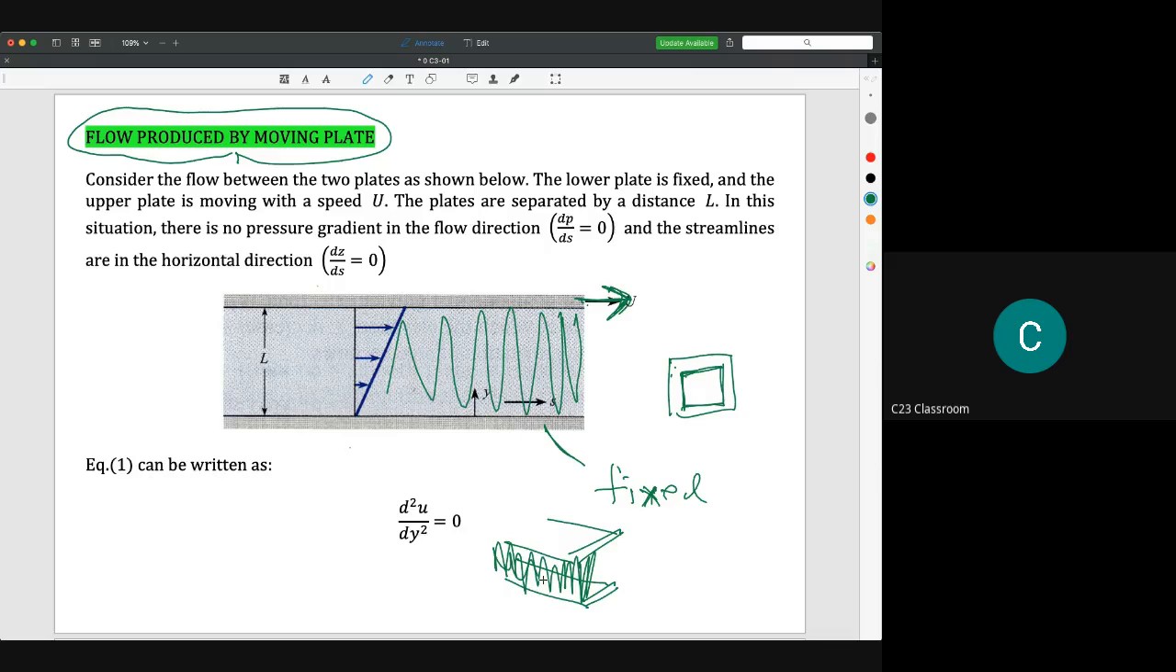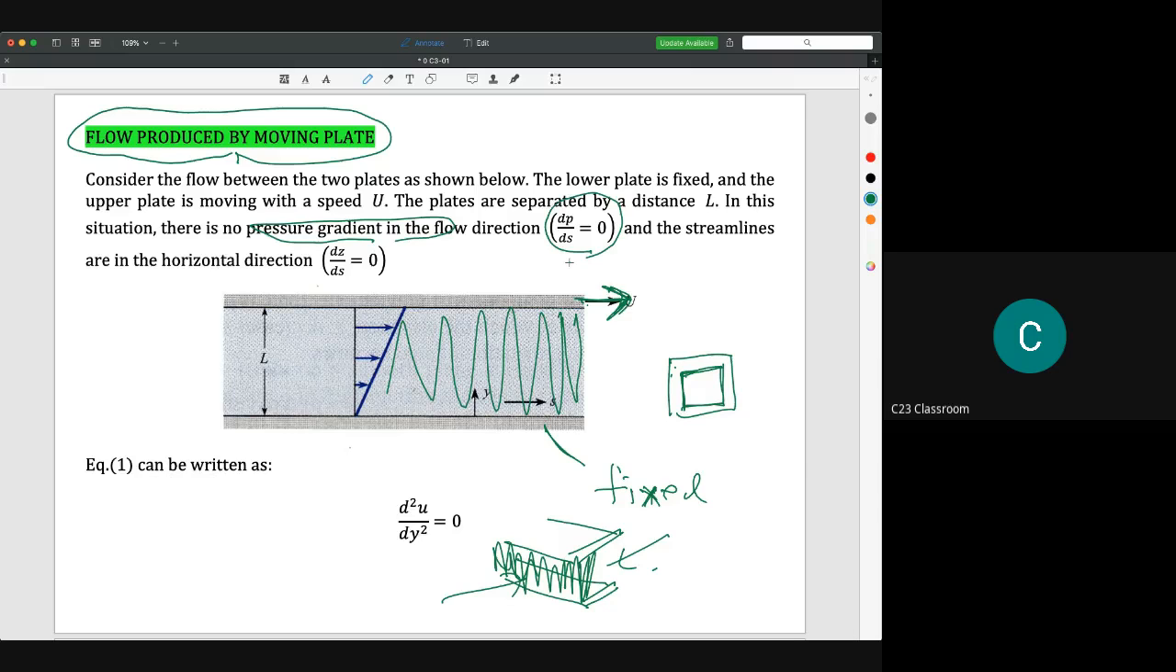Because it is open to atmospheric pressure, we assume that there is no pressure gradient in this direction. I think you already know about this. If it's open to the atmospheric pressure, the pressure is almost equal to the atmospheric pressure, so we could neglect the existence of pressure at all. So we assume that dP/ds is equal to 0.